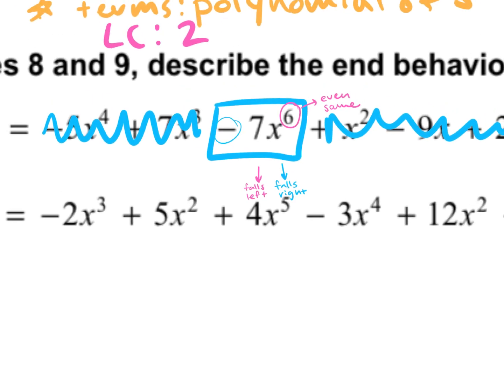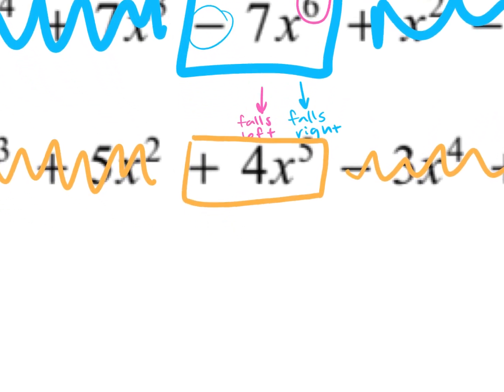All right, for number 9, which term am I going to look at here? 4x to the 5th power. Be careful because on the test, they may not be in standard form like these. So don't always look at the first one. Your highest degree may not always be the first one.